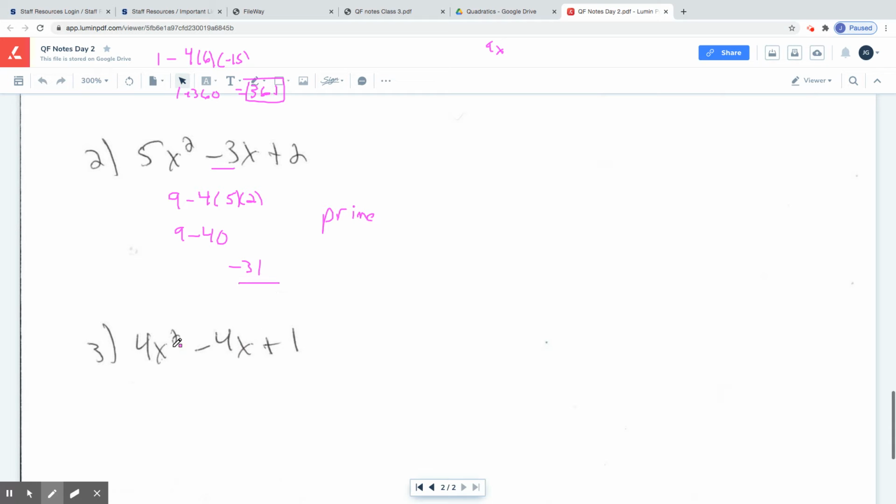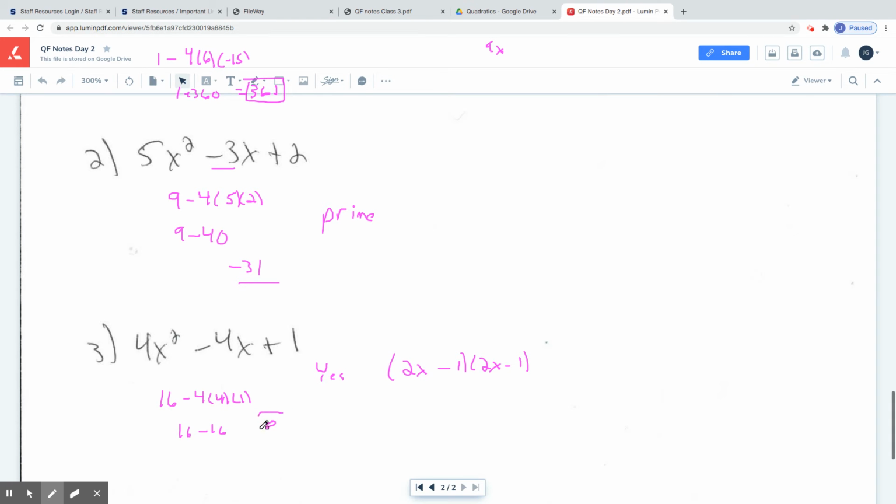So you're done. All right, this one, b is -4 squared gives me 16, minus 4 times a, which is 4, times c, which is 1. I get 16 minus 16, which is 0. In this case, 0 is considered a perfect square. So this can be factored. So let's go ahead and factor it. And it's actually 2x and 1, 2x and 1. And it is a negative and a negative. So it's actually 2x minus 1, that quantity squared.